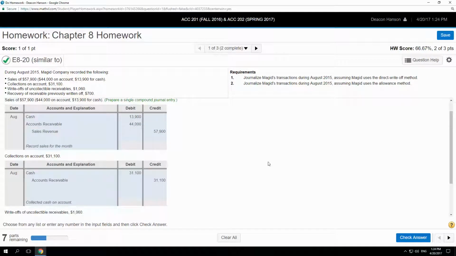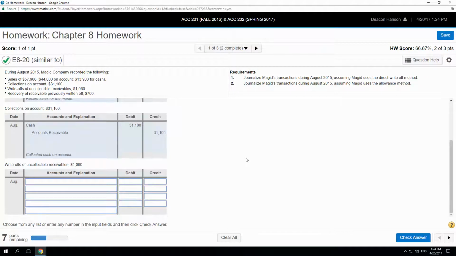Question? Not yet. Okay. Now it says wrote off uncollectible receivables, 1,060. Okay, so that's going to go straight to bad debt expense, and we're going to credit accounts receivable. This is what we mean by the direct write-off method. The bad receivables are written off, taken off the books directly against bad debt expense.